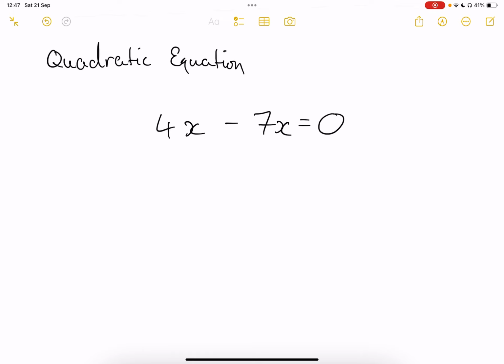I'm going to teach you what we mean by the words quadratic equation. To begin, this is not a quadratic equation. I'm going to change just one thing. Watch what I change. This is a quadratic equation. This is a quadratic equation. And this is a quadratic equation. But this is not a quadratic equation.